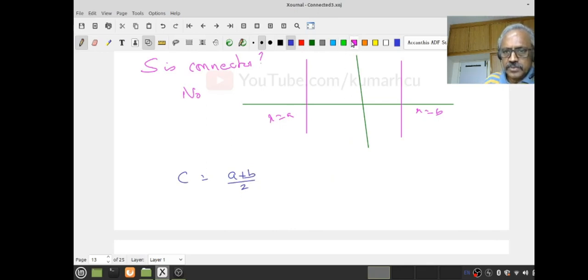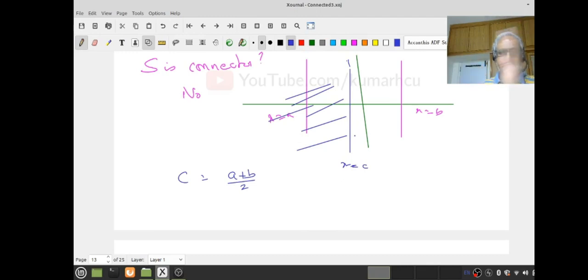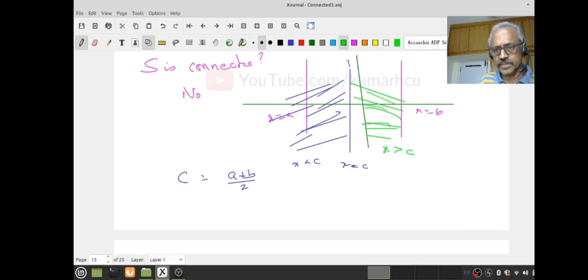Now suppose this is c, the midpoint. This is x equal to c. So x less than c is the plane to the left of the vertical line x equal to c, and x greater than c is the plane to the right. As we saw earlier, you can show each is an open set, and the intersection of each with S is either the line x equal to a or the line x equal to b. Therefore each one of them is a non-empty set which is both open and closed in S. It's not all of S, therefore S is not connected. You understood that? Very good.